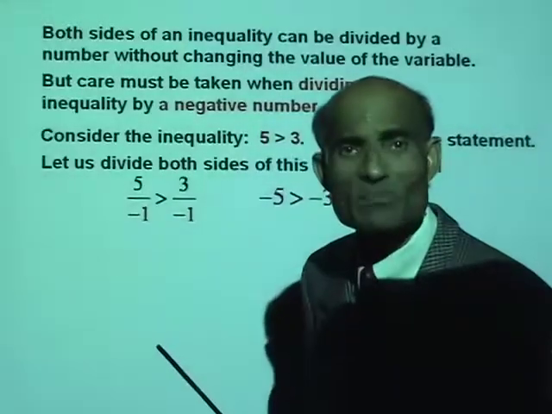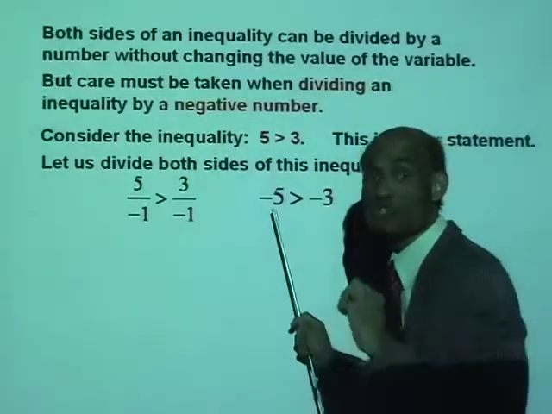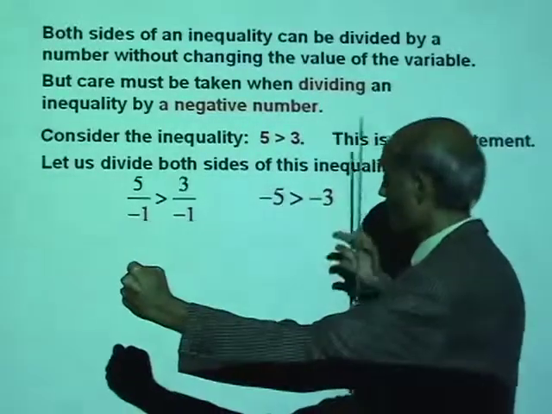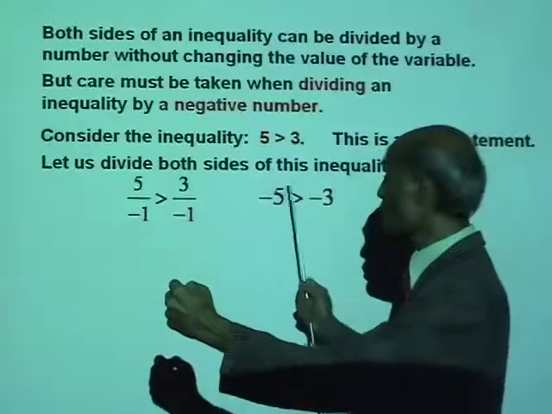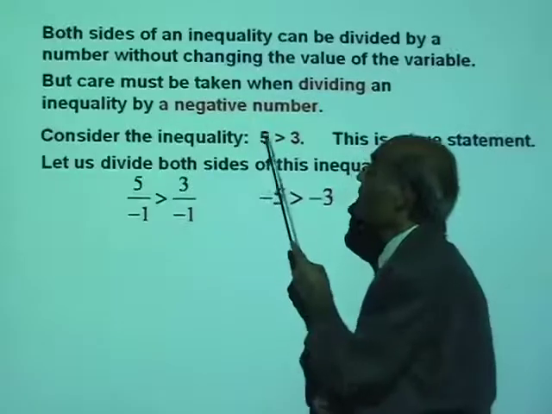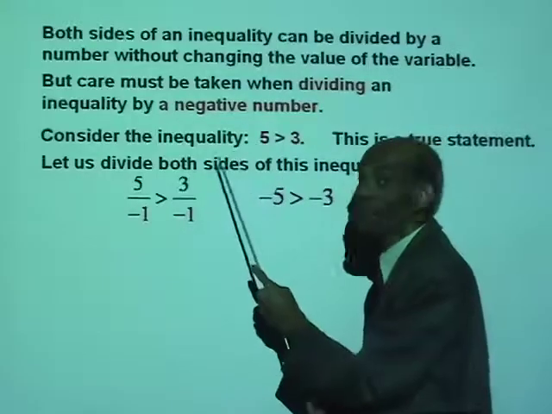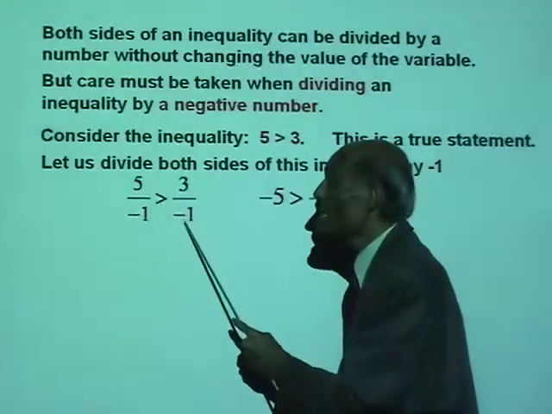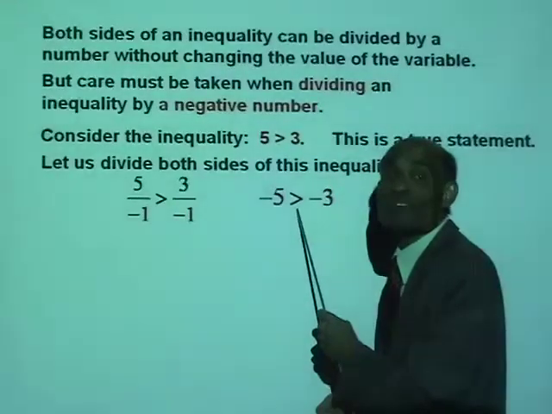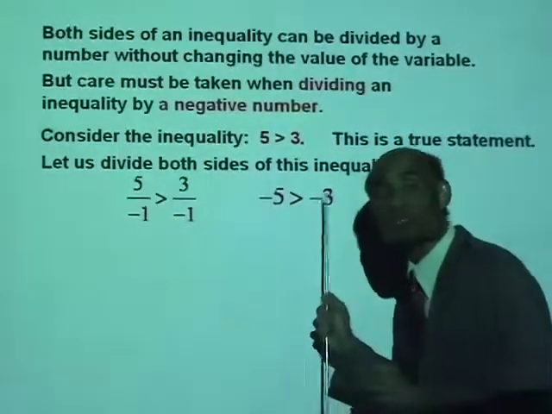Now, is that a correct statement? No, because -5 is not to the right of -3. -5 is on the left and -3 is on the right. So -5 is actually less than -3. So we started with a correct inequality statement. When you divided that inequality by -1, both sides by -1, we got a statement that is not true. Now, tell me, how can you make this statement true?